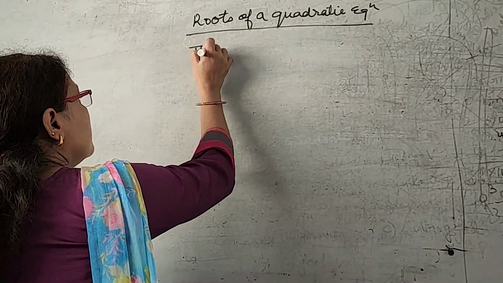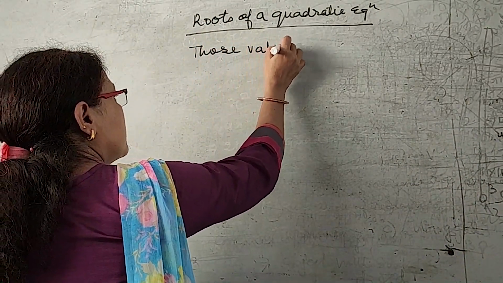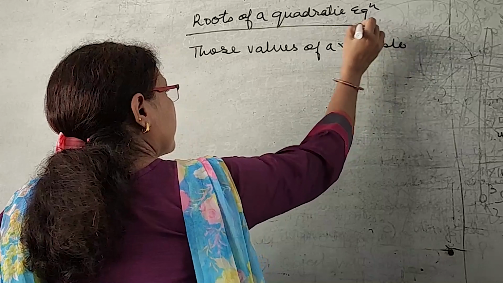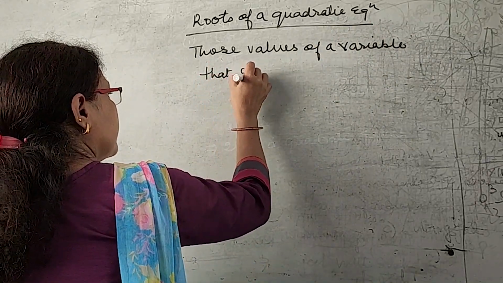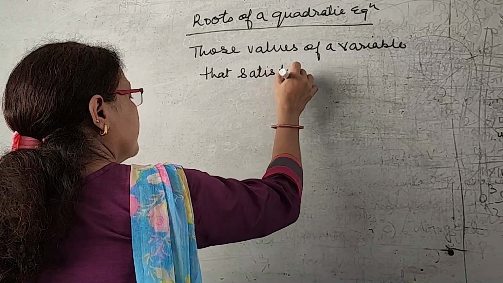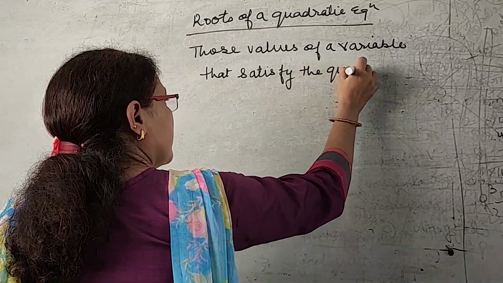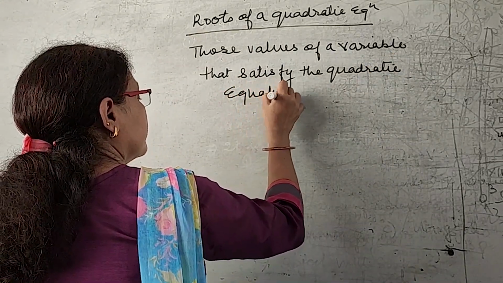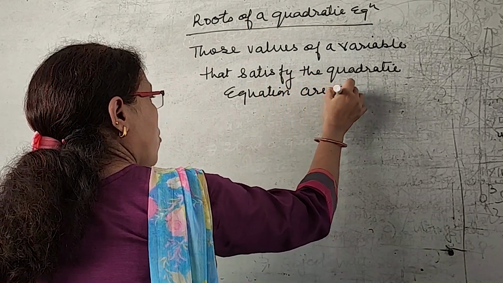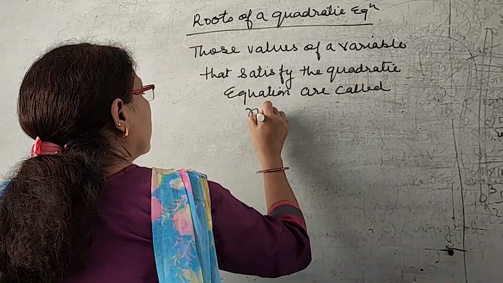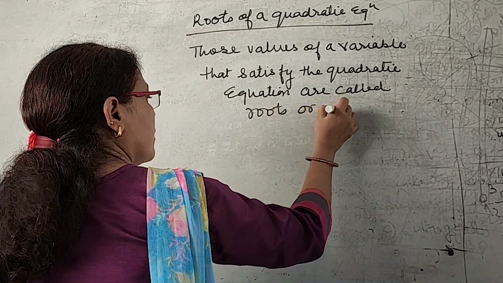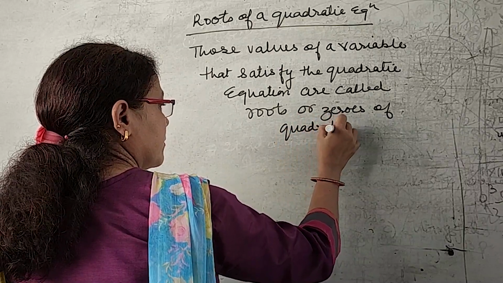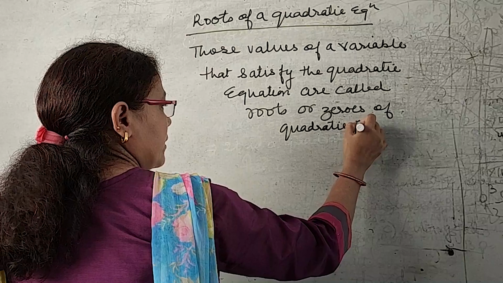Means those values of a variable that satisfy the quadratic equation are called roots or zeros of the quadratic equation.